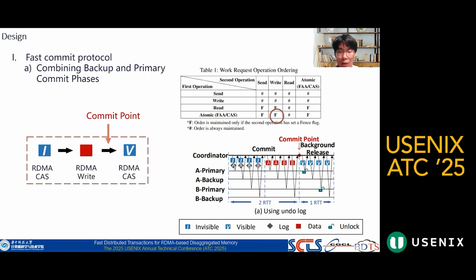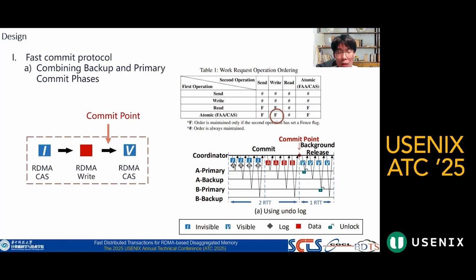Unfortunately, this approach incurs additional overhead when using undo logs. Since an undo log only contains stale data, the coordinators need to make the data invisible and update the data before the commit point. Otherwise, the new data will be lost.